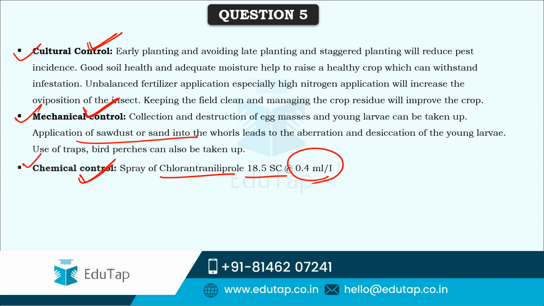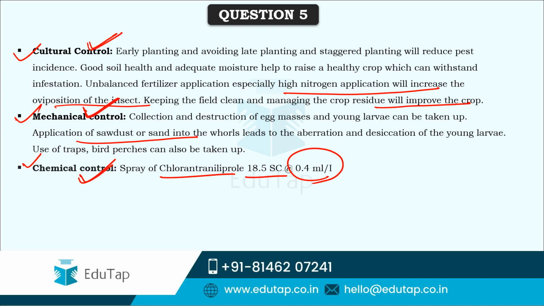So here in cultural control, unbalanced fertilizer application, especially high nitrogen application, will increase the oviposition of the insect, so that needs to be taken care of. So proper nitrogen fertilizer application should be followed, and keeping the field clean and managing the crop residue will also decrease the infestation in these crops.